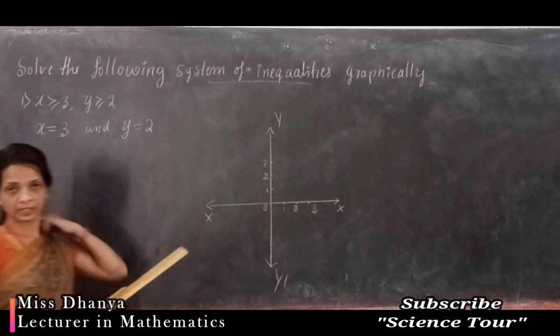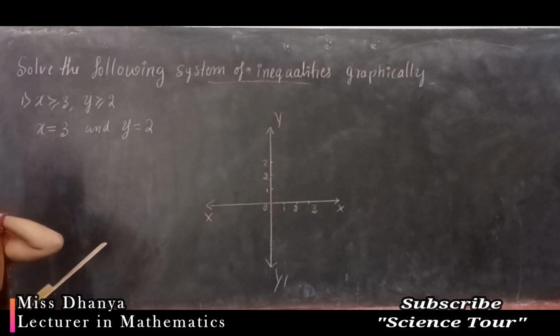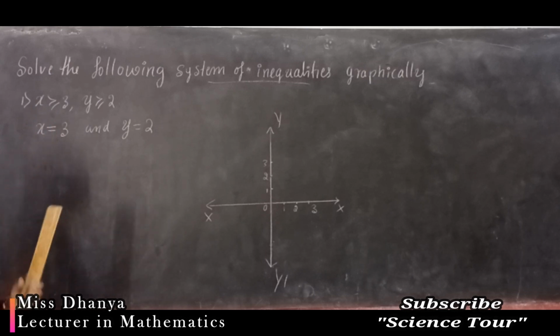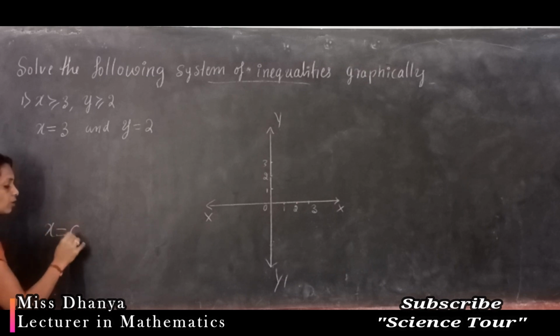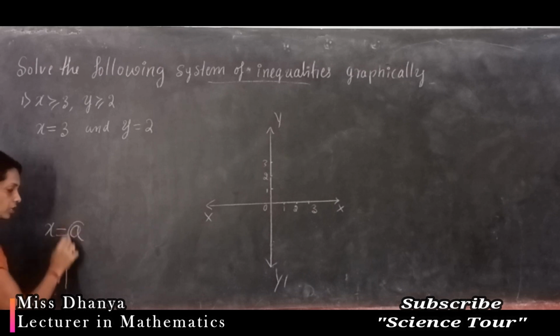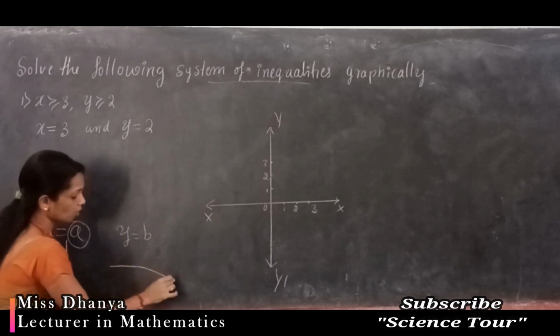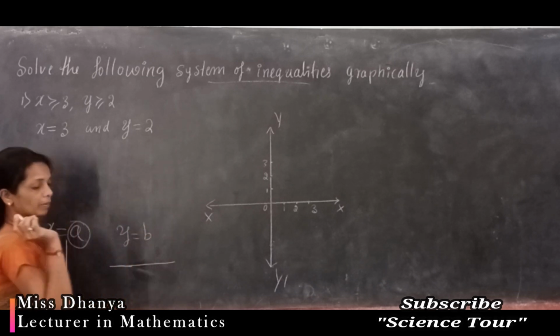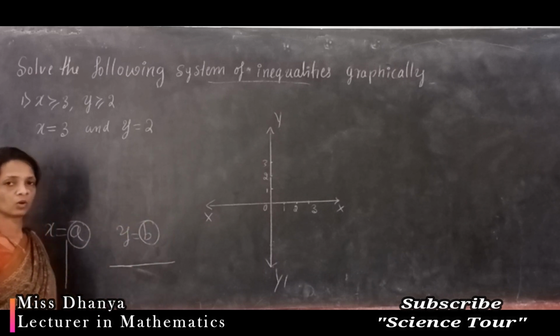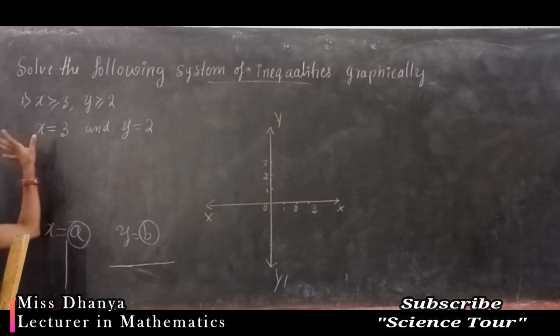Now x equal to 3, always x equal to something, that is a vertical line passing through that number on the x axis. Suppose you have x equal to a, then that is always a vertical line passing through this number on the x axis. And y is equal to some number, that is always a horizontal line passing through this number on the y axis. So that basic you have to keep in mind, then easily you can draw this x equal to 3.